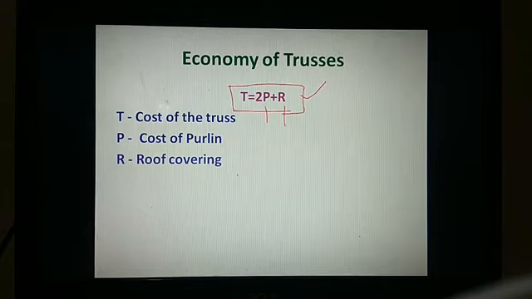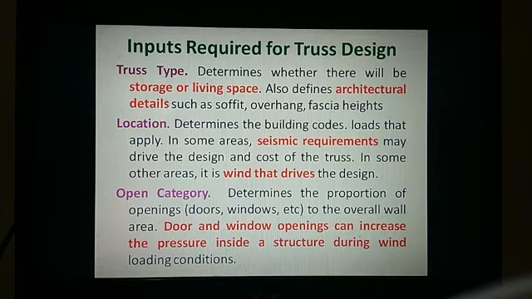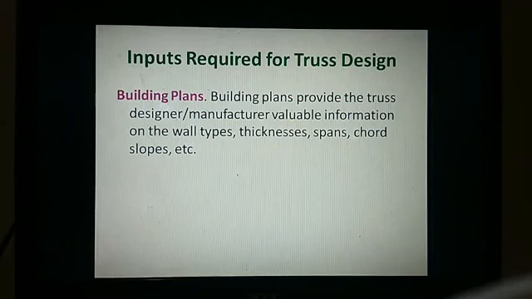Sir, if competitive exams ask what the components used to decide the economy of the trusses are, cost of purlin and cost of roof covering decide the cost of the truss, right? No need to discuss all the theory, so this will be useful for you.